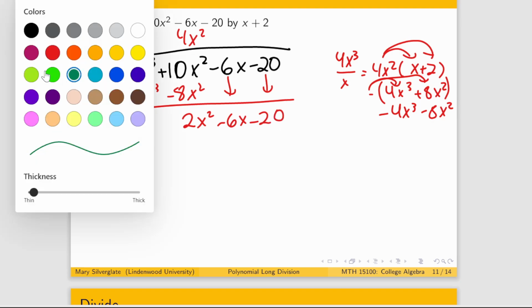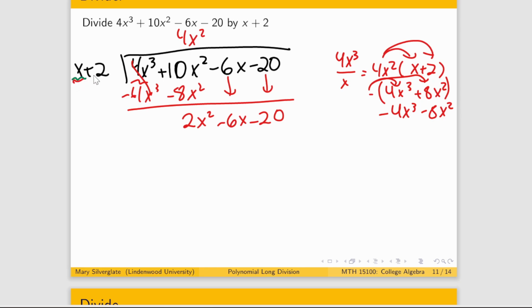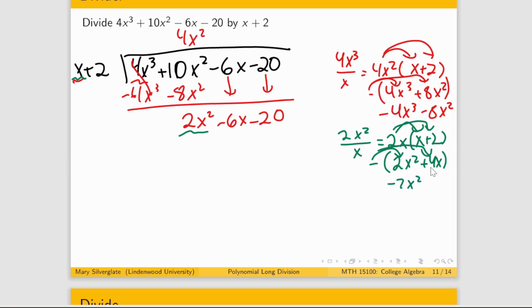Now we want to repeat the algorithm. So I ask myself, x times what gives us 2x squared? Well, off to the side I can do 2x squared divided by x. That gets us 2x. Then I want to multiply that result by what I'm dividing by. So 2x times x gets us 2x squared. 2x times 2 gets us plus 4x. And then I want to distribute subtracting that result. So minus 2x squared minus 4x.